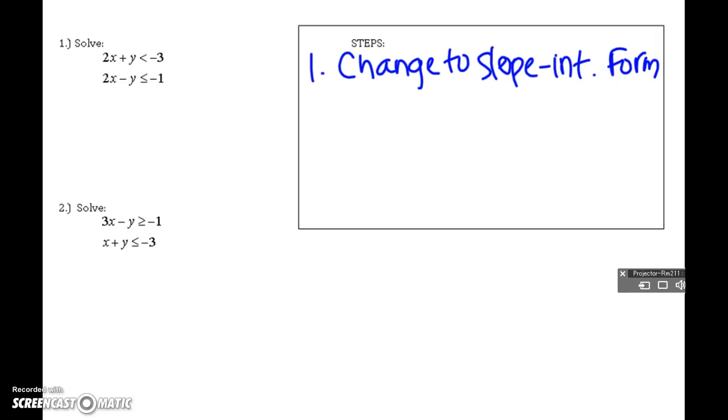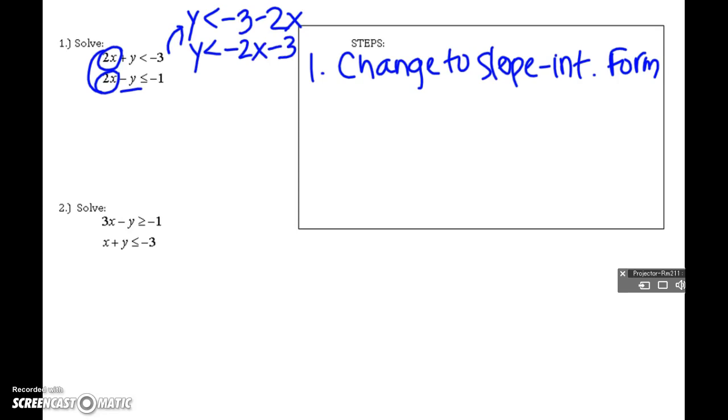Like you can see here, neither of these are in slope-intercept, so I'm going to have to change them. So let's do that. This one, I need to subtract 2x. And this one, I'm going to need to subtract 2x and divide by a negative. So let's do this one right here. If I subtract 2x on both sides, you'll get negative 3 minus 2x. Or, if you want to switch those around, negative 2x minus 3.